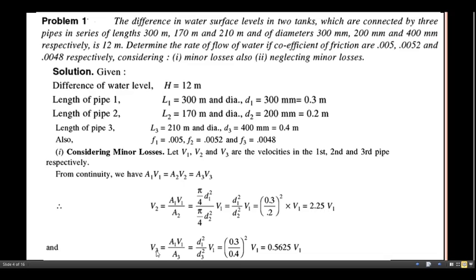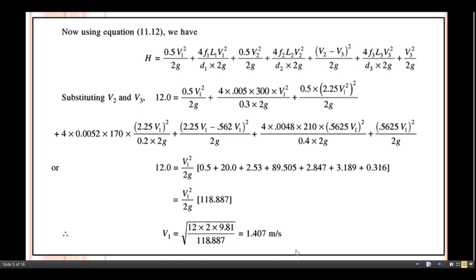Now a similar case with v3. Just replace a1 by a3 with this term. Once again a1 is nothing but pi by 4 into d1 square, and a3 is nothing but pi by 4 into d3 square. Pi by 4 gets cancelled, so only this term remains here. After simplification we can get the value for v3 equals 0.5625 v1.